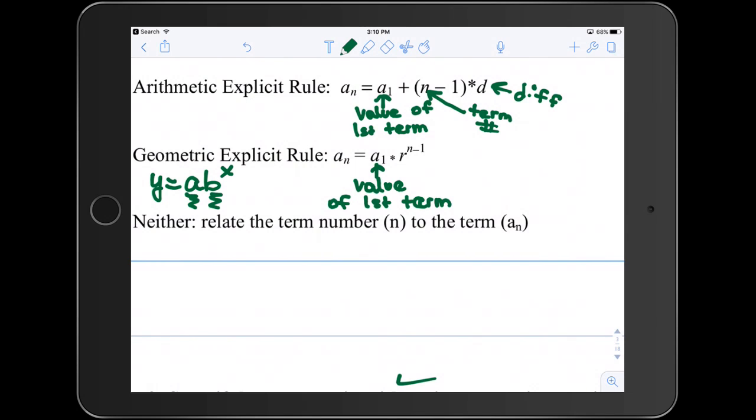The b right here is your growth or decay factor, and you know what? That is exactly what the r is. The r is the common ratio, which is just the growth or decay factor. And the n minus 1 is, again, without getting too convoluted, I just want to explain the reason why it's not to the nth power, or n, it's n minus 1.